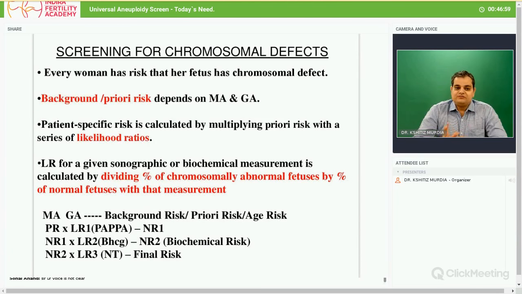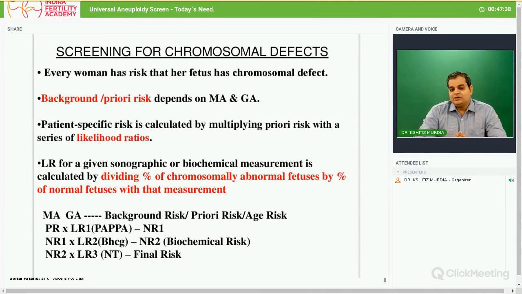This risk which every woman carries is called background risk or prior risk, and it depends upon the maternal age and the gestational age. It is also called age risk. We can calculate the fetus-specific risk by multiplying this age risk with the likelihood ratios of the various markers. The likelihood ratio for any marker, be it a sonographic marker or biochemical marker, is calculated by dividing the percentage of chromosomally abnormal fetuses by the percentage of normal fetuses with that measurement.